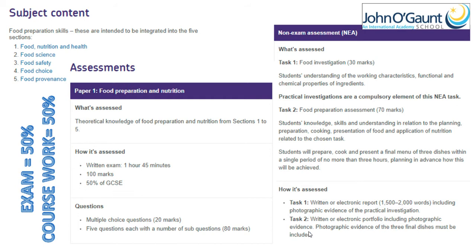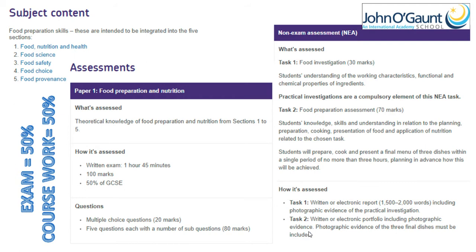The other 50% is your non-exam assessment, which is NEA assessments, and you have 2 of them. The first one is a food investigation, where you will look at the working characteristics, functions and chemical properties of ingredients in food. An example is when we looked at different types of flours, so looking at strong bread flour, looking at gluten-free flour, looking at wholemeal flour, and their properties and how the different types of flour affect the different things that we're making. And that we do a practical investigation into that. So that is linked to cooking, but in a slightly different way. And that is your first NEA task, and it makes up 30 marks.